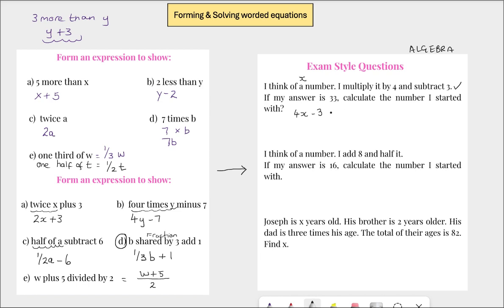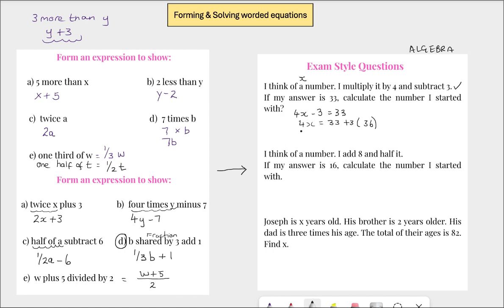If my answer is 33, so our answer has got to be 33. Now you've done basic algebra with me, so I won't go into all that. You understand that when that's a negative and you take it over the equal sign, so we've got to get X on its own, it's going to turn into a plus. So we've got 4X equals 33 plus 3, bringing it over the equal side, which then gives us 36.